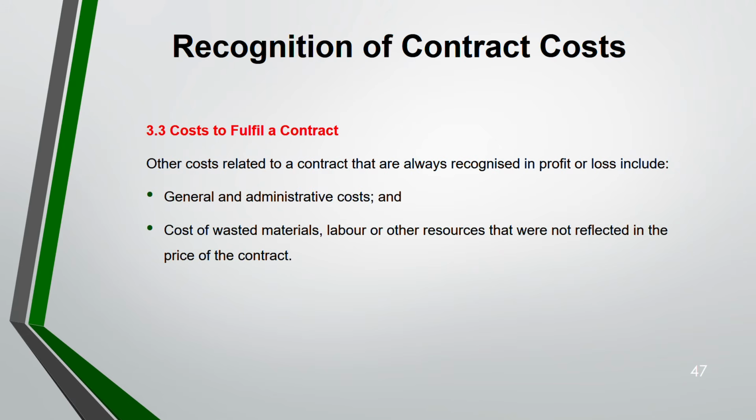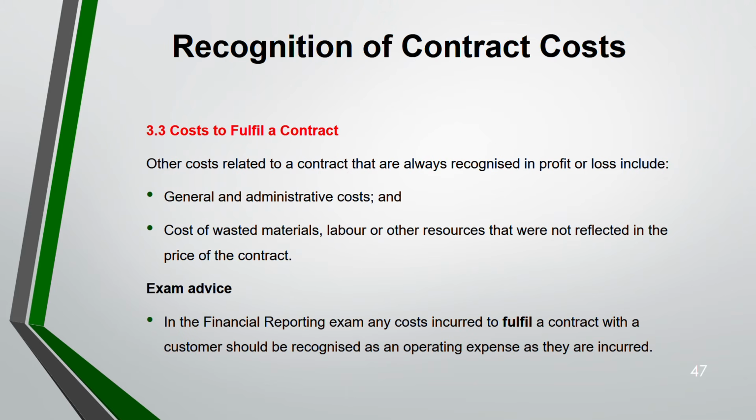These are direct costs. Now, other costs related to the contract are always recognized in profit and loss, which includes general and admin costs, and costs of wasted material, labor, and other resources that were not reflected in the price of the contract. Now, exam advice: in your financial reporting exam, any cost incurred to fulfill a contract with the customer should be recognized as an operating expense as incurred. Remember this.